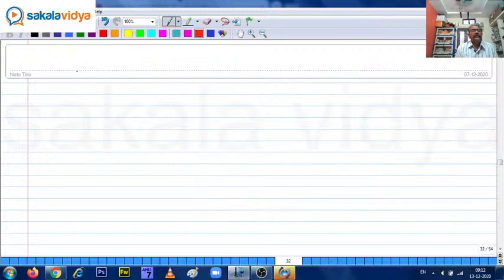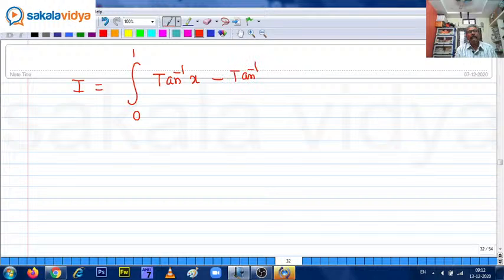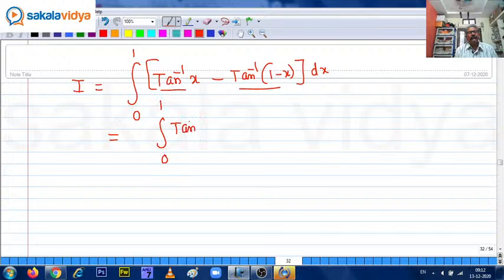With the help of this formula, this can be written as a difference of the two functions. So now I can be written as integral 0 to 1 of tan inverse x minus tan inverse of (1 minus x). Now the integral can be applied to each function. Split the integral: integral 0 to 1 tan inverse x dx minus integral 0 to 1 tan inverse (1 minus x) dx. Say equation 1.